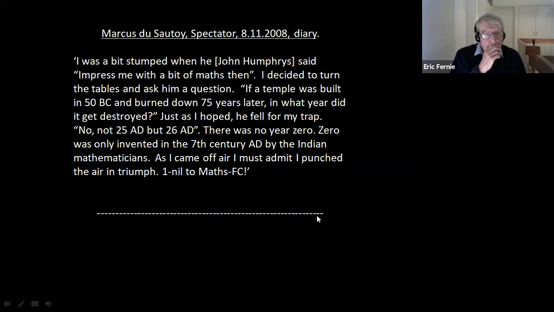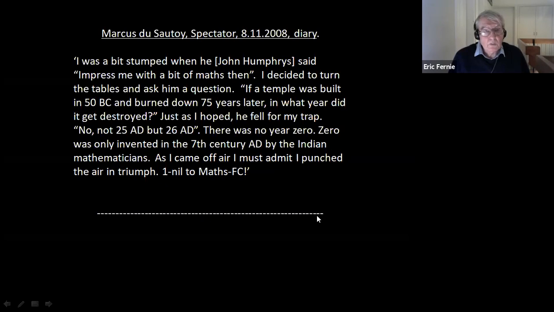Right, and what he says is this, I'm going to read it out. "I was a bit stumped when he," that is John Humphrys, "said, impress me with a bit of maths then. I decided to turn the tables and ask him a question. If a temple was built in 50 BC and burned down 75 years later, in what year did it get destroyed? Just as I hoped, he fell for my trap.